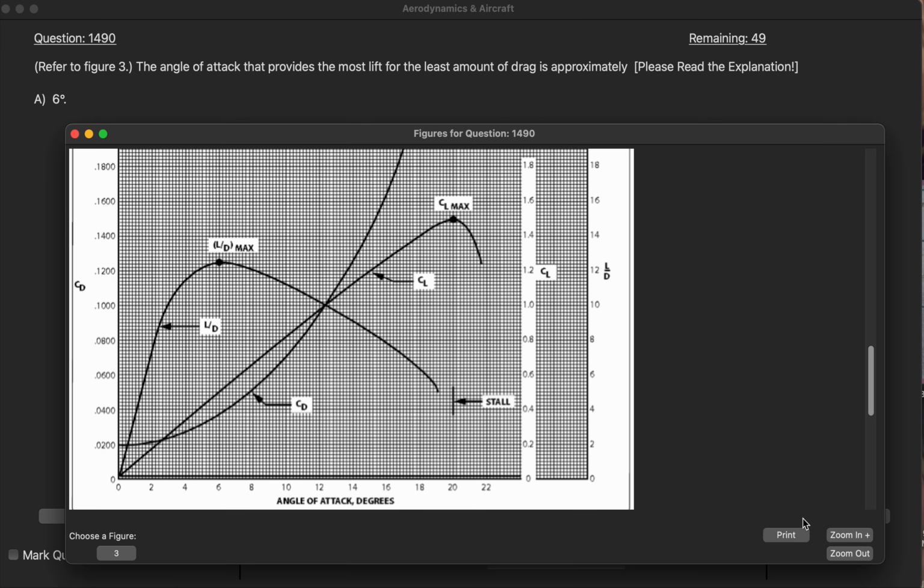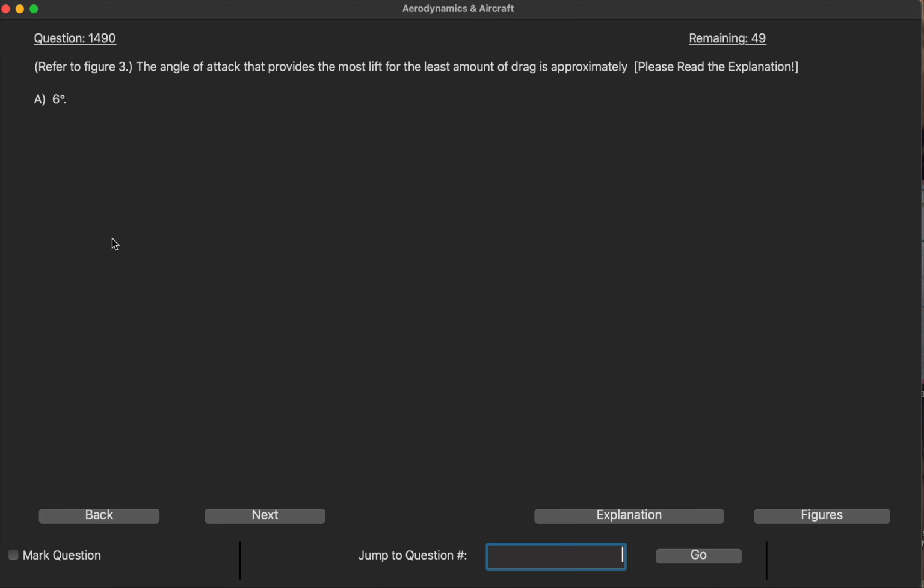Refer to Figure 3. The angle of attack that provides the most lift for the least amount of drag is approximately 6-degree angle of attack. Again, L/D max, 6-degree angle of attack.